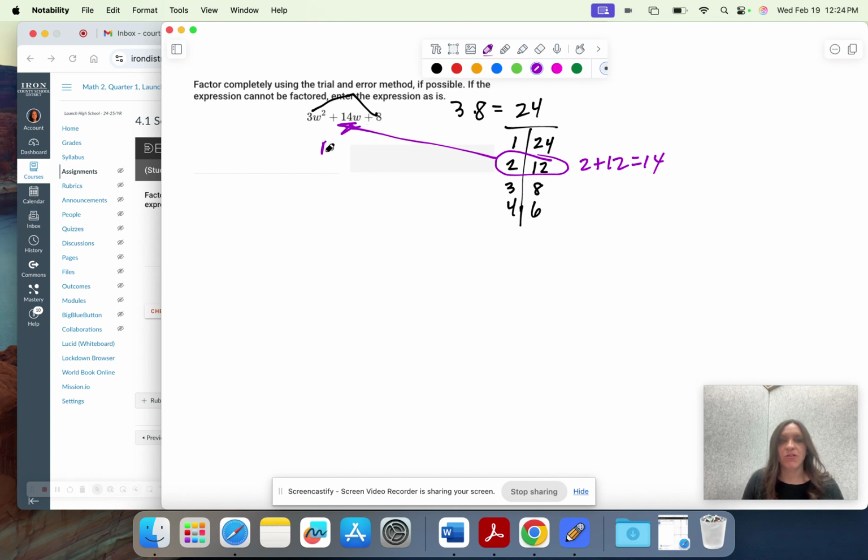And I'm going to rewrite this. So instead of 14, I'm going to write 2 and 12. If I add those together, I'll get 14. And then I'm going to bring down the 3W and bring down the 8. And then we're going to group.